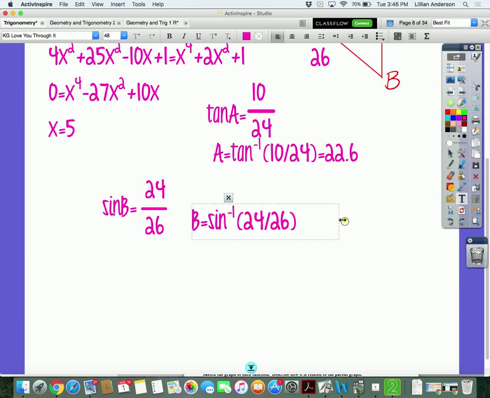And honestly, what I could have done, I just realized it as I was doing it, is I could have done 180 minus 90 minus 22.6 to actually find angle B, 67.4. But that's neither here nor there. Still get the same answer.